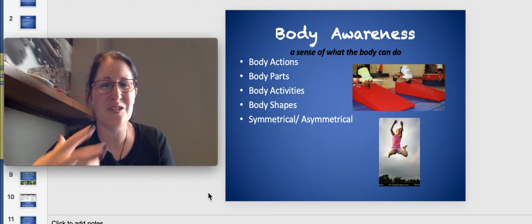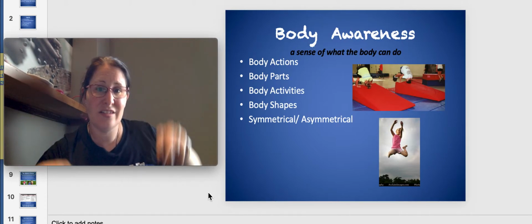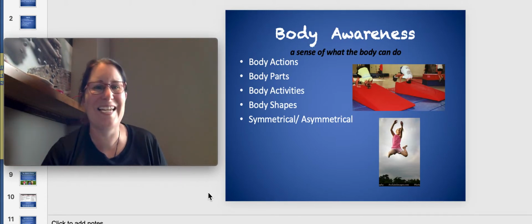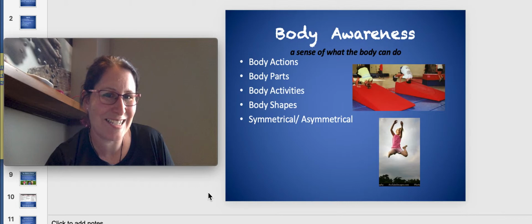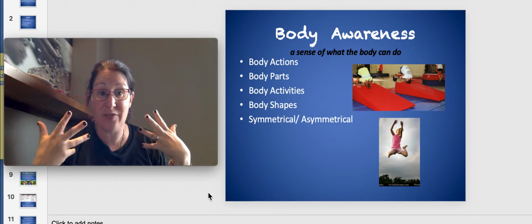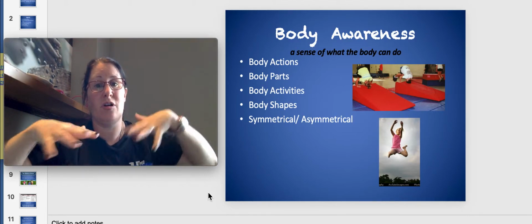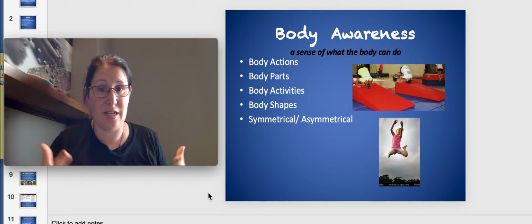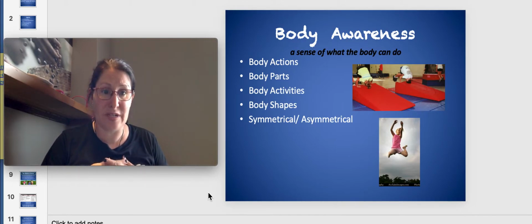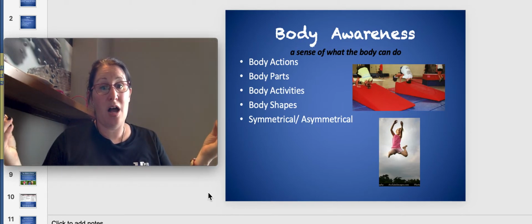So body awareness. This is what the body can do. Body actions, so things like all those body parts: head, eyes, mouth, face. What can your face do to bring expression to something? Your body parts, your shoulders, your arms, all of those things. What can they do? The activities: running, skipping, hopping, jumping, rolling, leaping, different shapes.